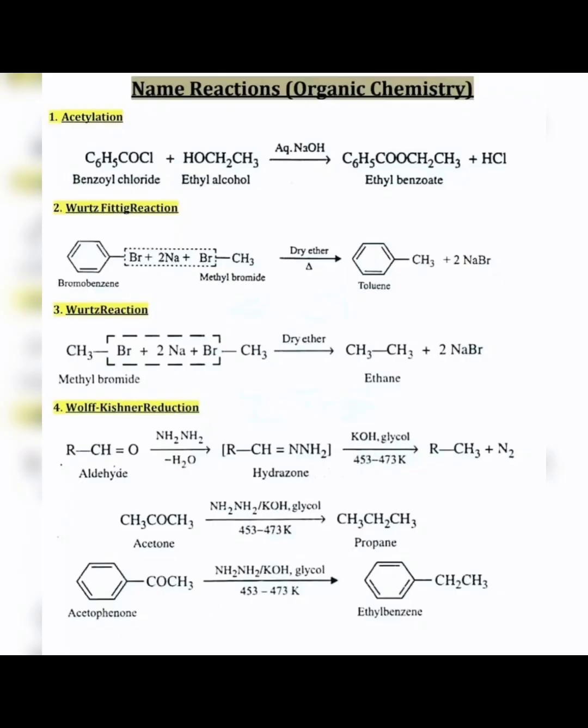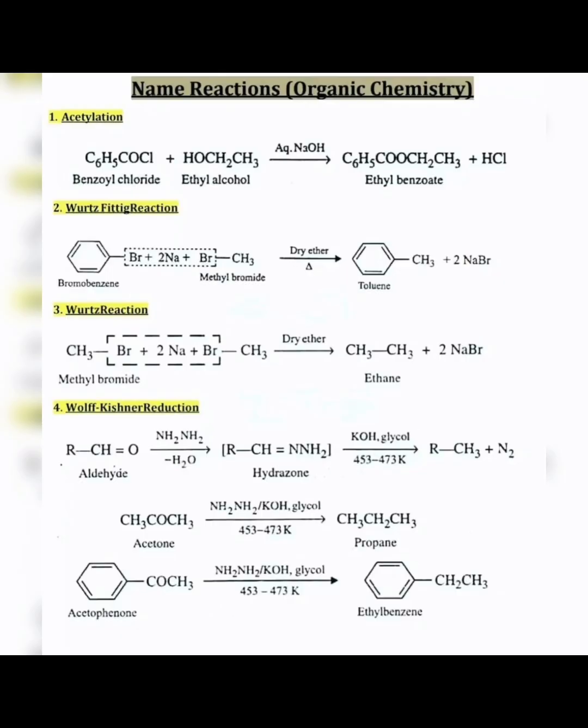Next reaction is the Wurtz reaction. When excess methyl bromide reacts with excess sodium metal in the presence of dry ether as an organic solvent, it gives ethane as a major product along with 2 molecules of NaBr as a byproduct.